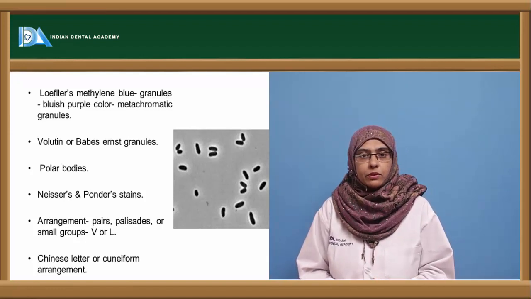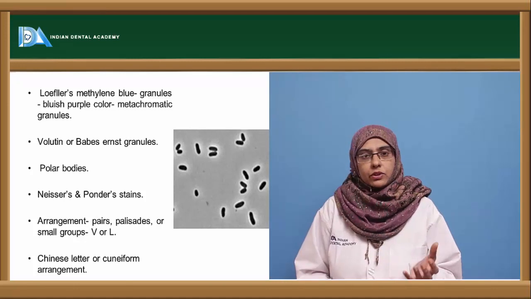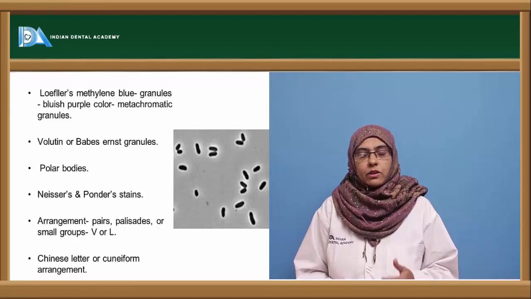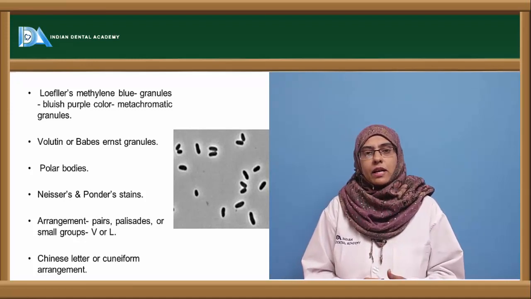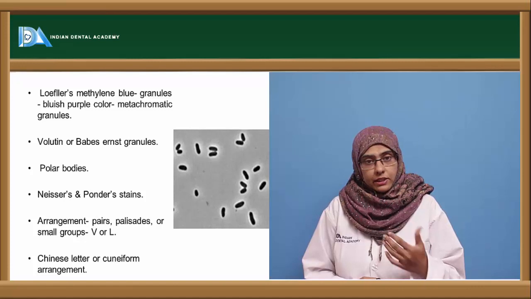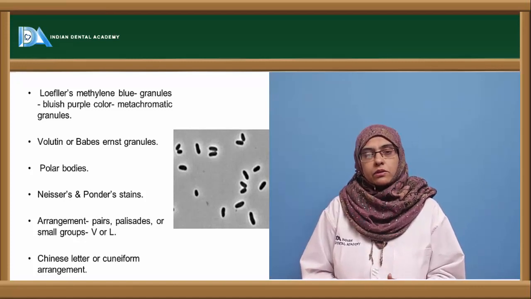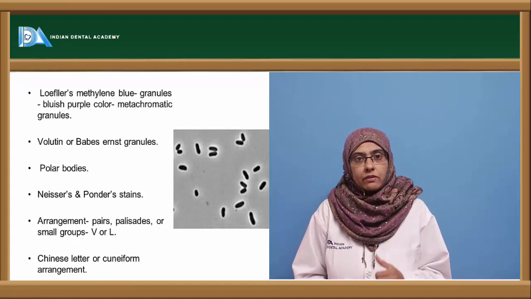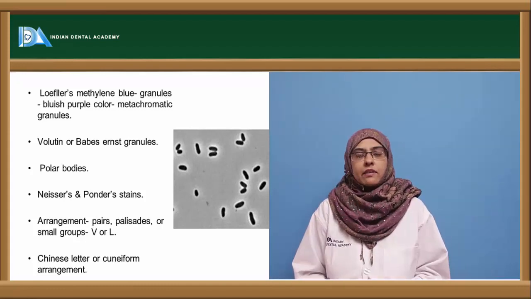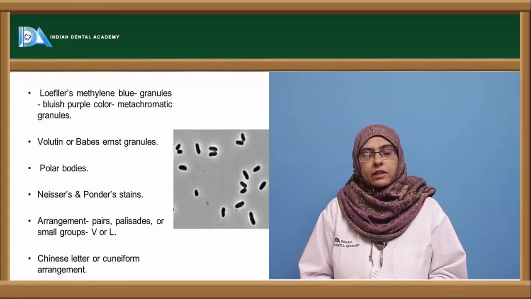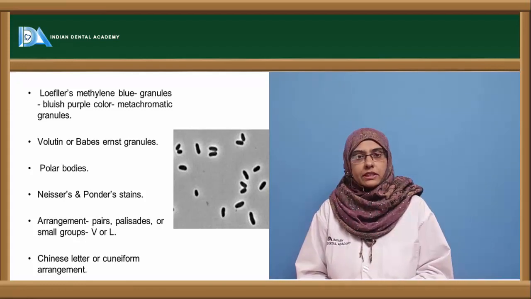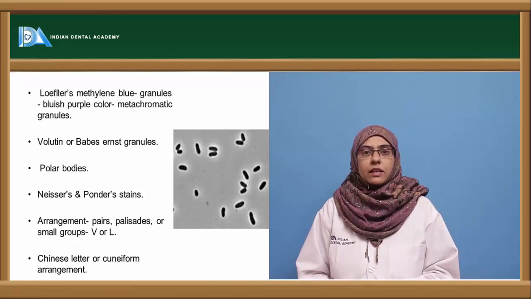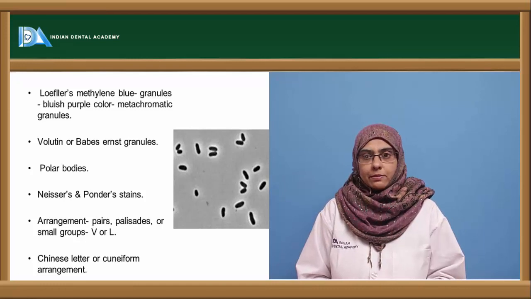The Loeffler's methylene blue stain is usually taken up by the granules, and they appear bluish purple in color, and hence these granules are called metachromatic granules. Otherwise, these granules are also called volutin or Babes-Ernst granules, and they are usually present at one end of the organism, and hence they are referred to as polar bodies. These granules can also be stained with the help of Neisser stain, Albert stain, or Ponder stain. These stains are specially used to stain the granules and hence to identify the organism in the lab.